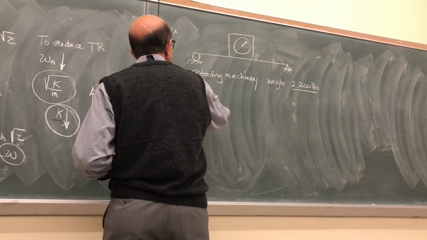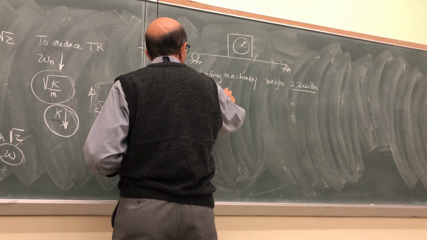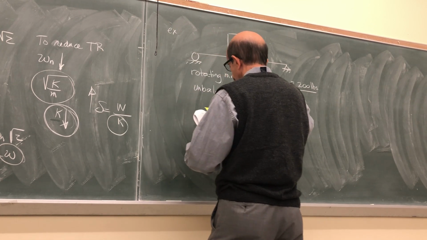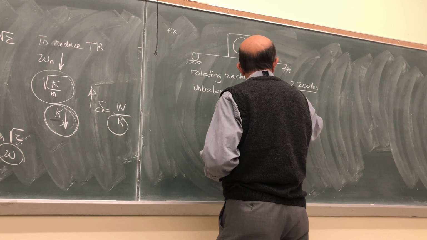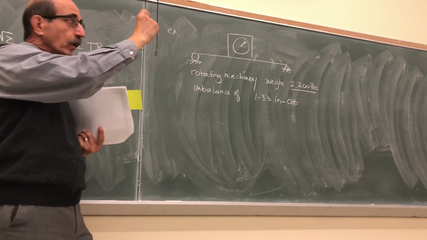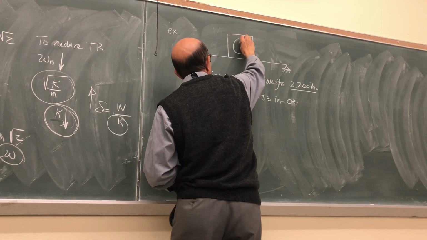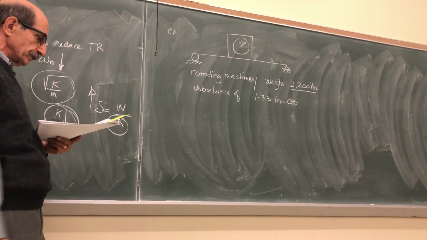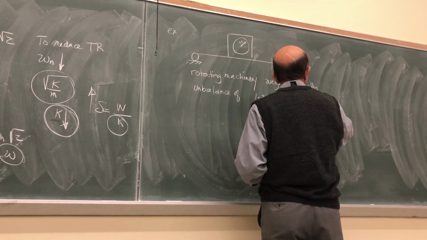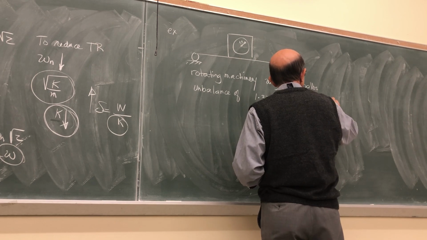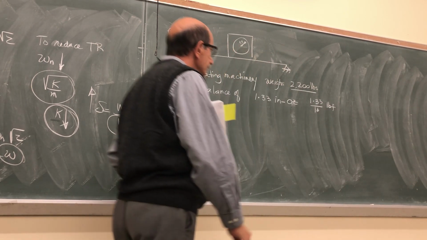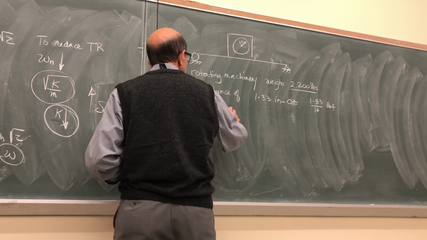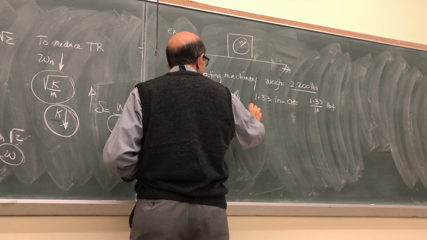We have an unbalance of 1.33 inch-ounce. That means at 1 inch radius, this is 1 inch, and the weight of this unbalanced mass is 1.33 ounce, or is 1.33 divided by 16 pounds, right? And the machine operates at a frequency of 7,200 RPM.